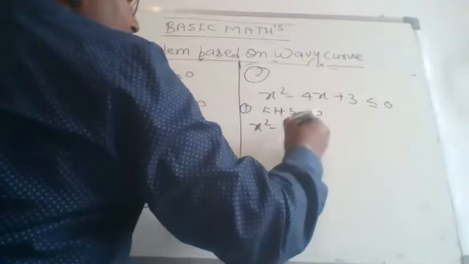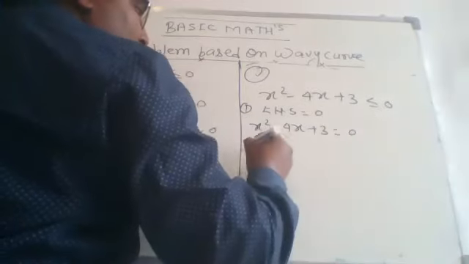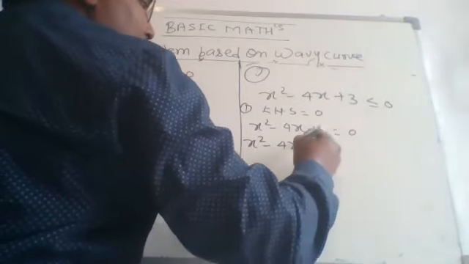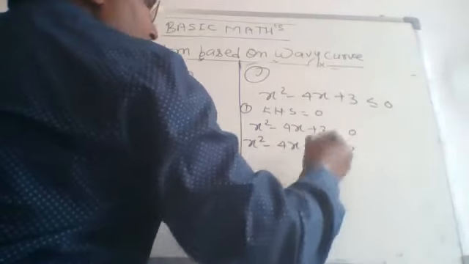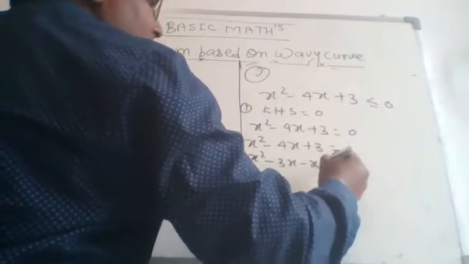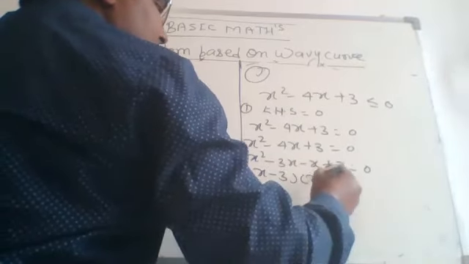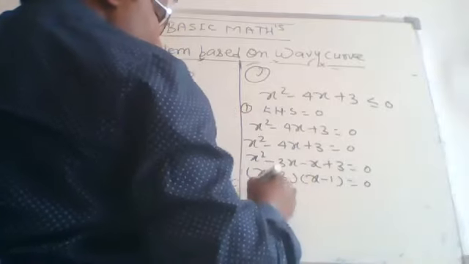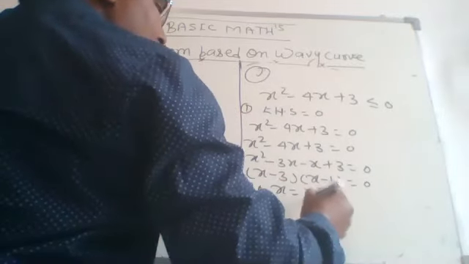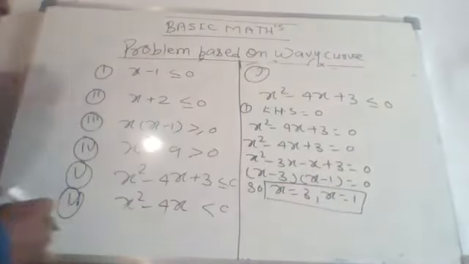When you put left hand side equal to 0, we get x square minus 4x plus 3 equals to 0. We have to factorize: x square minus 3x minus x plus 3 equals to 0. So we get the factors (x minus 3) into (x minus 1) equals to 0. So we get from here x equals to 3 and x equals to 1. This one. Right, everyone.